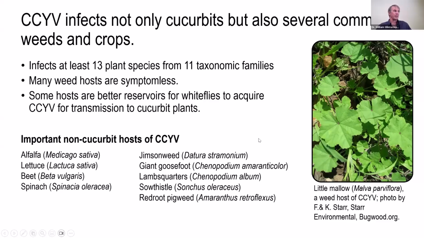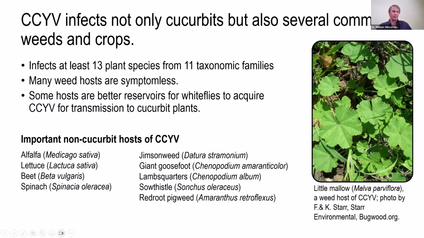CCYV infects at least 13 plant species and 11 taxonomic families. This is very typical of viruses in the genus Crinivirus. Many of the plants that are infected, especially the weeds, remain symptomless. You will not see anything wrong with them. They'll look much like that little mallow plant you see on the right. It could be infected, might not be, hard to tell. Many of these hosts can be reservoirs. Some are better reservoirs than others.